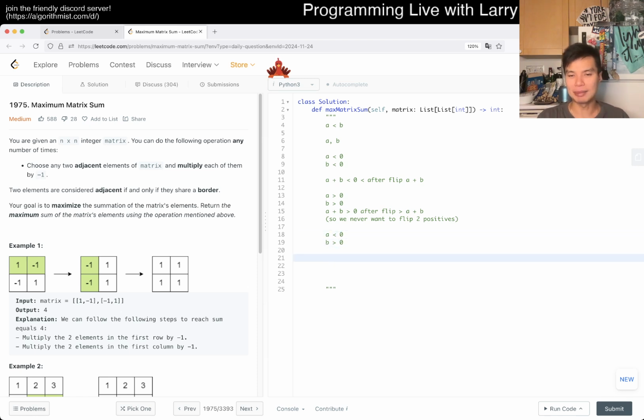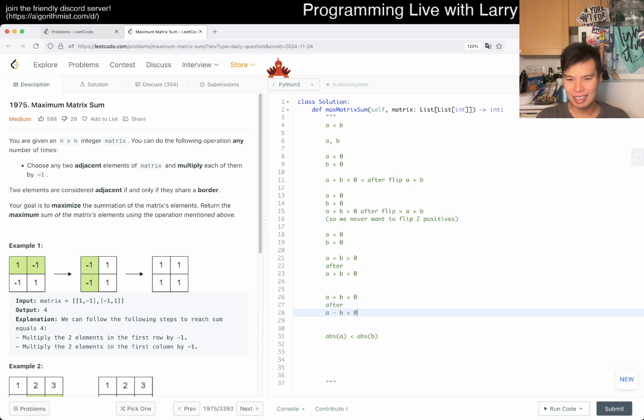Now what does this mean? You can break this down into two cases as well. If the absolute value of A is less than the absolute value of B, then you can just sum it up. The biggest question is whether A plus B is greater than or equal to 0. If it was greater than 0 before, then after the flip A plus B is going to be less than 0. By the same token, if A plus B is less than 0, then afterwards it is going to be greater than 0.